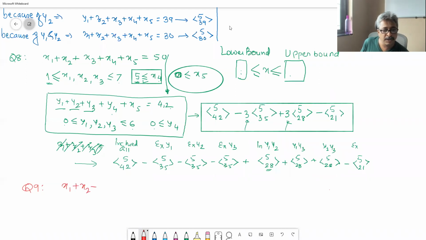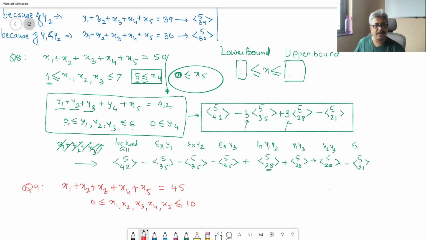x1 plus x2 plus x3 plus x4 plus x5 is equal to, say, 45. 0 is less than or equal to x1, x2, x3, x4, x5 less than or equal to 10. I am keeping only the difficult condition now. The easy condition I am not giving it to you.